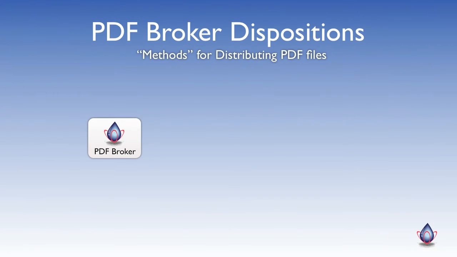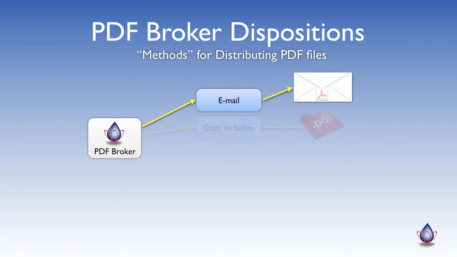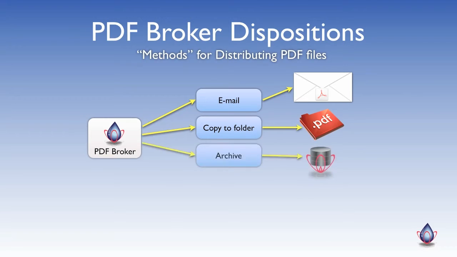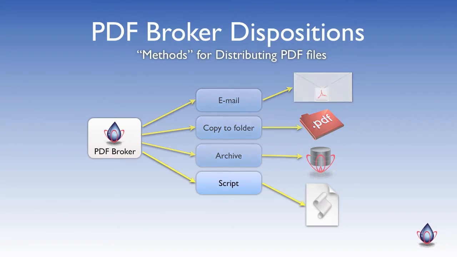To review, there are four methods that a router can use to distribute the PDF file it creates: email, copy to folder, place in archive, and post-processing script. The post-processing script allows you to create DOS, VB, or PowerShell scripts that do whatever you want with the files and information available to the PDF Broker software after the PDF file has been created.